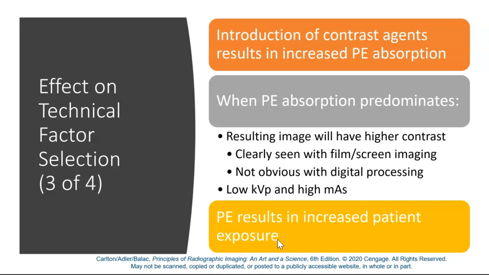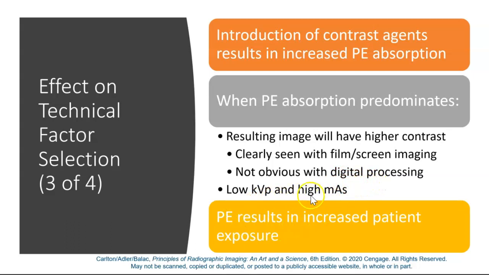So when photoelectric absorption predominates, the image will have higher contrast, clearly seen with film screen imaging, way back in the dark ages when we used film screen. It's not so obvious with digital. That's why I brought it up. So we kind of still teach on old school methods. We will refer to film screen every so often just so that you can get your bearings. With digital, we're able to window and get the image to look the way we want it to look.